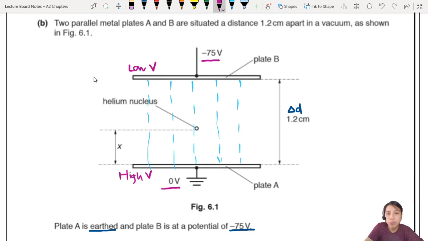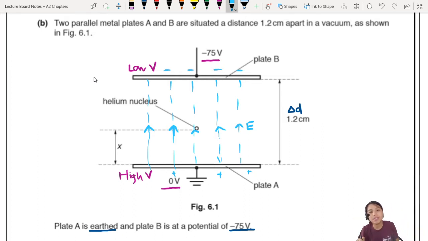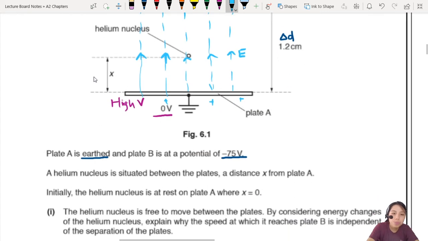So when you draw arrows, you should draw them from the high to the low potential plate. Something like this. These are the electric field lines. Imagine it's kind of like positive charges here, negative charges here. It's a similar system.